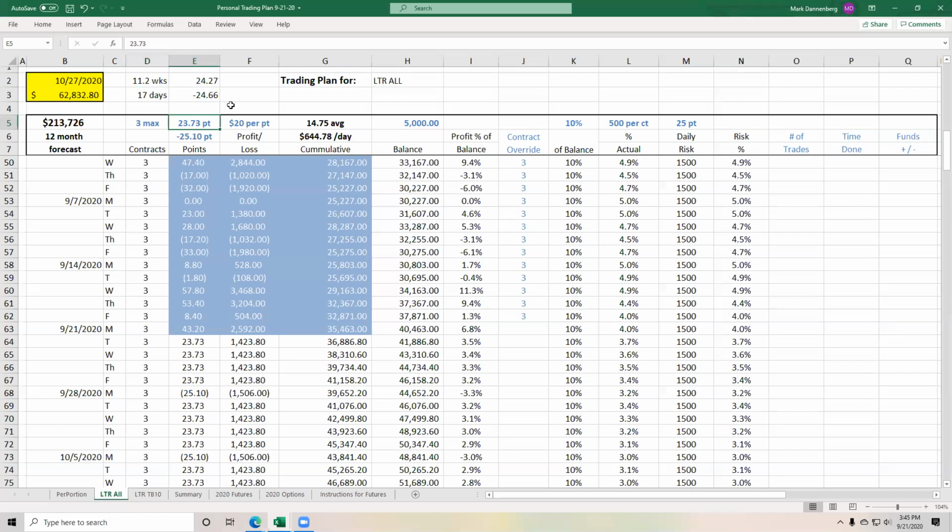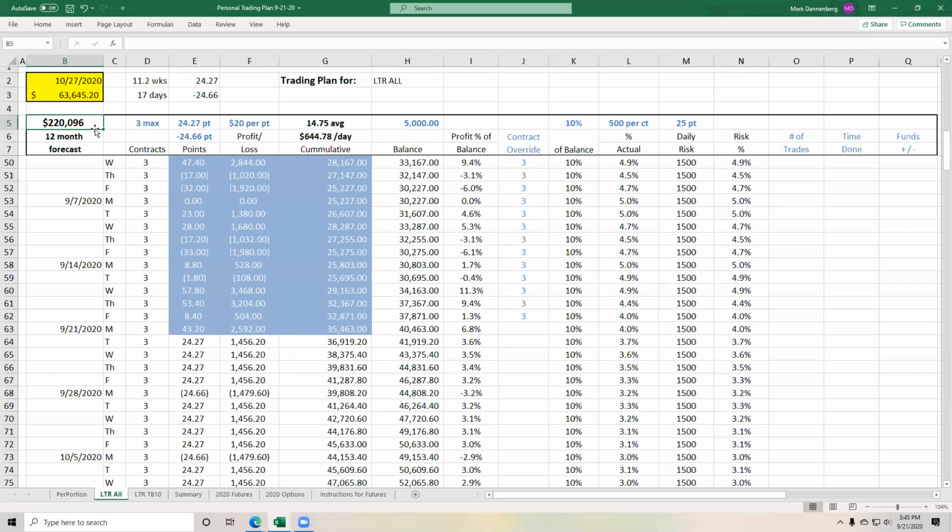So I'm going to come down here and base my future forecast for the next 41 weeks on 24.27 on my winning days and on minus 24.66 on my losing days. I'm still capped out at 3 contracts here, and this tells me that trading from 9:30 to noon with a $5,000 starting balance, I could potentially have a $220,000 income.